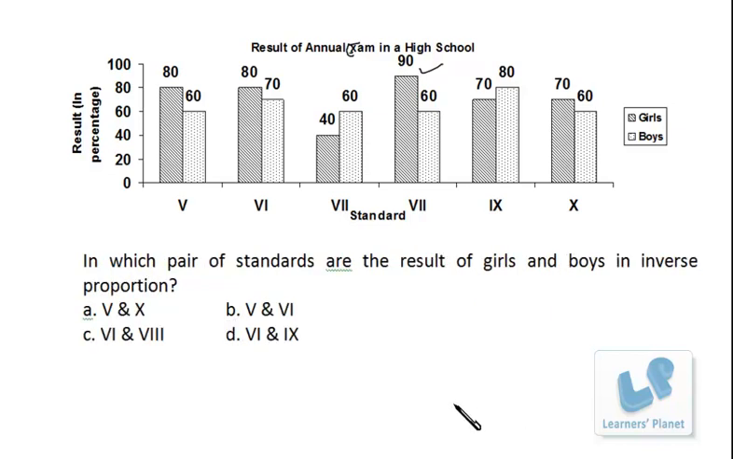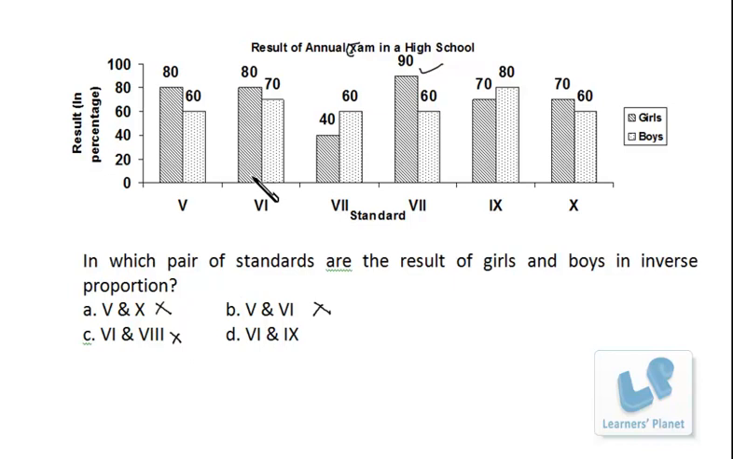Now let's see this question. In which pair of standards are the results of girls and boys in inverse proportion? That means in which pair of grades can we say that the results of girls and boys are in inverse proportion. Now let's see the first combination, that is 5th and 10th. In 5th, the results of girls are more and in 10th the results of girls are also more. So it cannot be the correct choice. Then 5th and 6th: the results of girls are more in 5th standard and the same is there in the 6th standard. So it cannot be the correct choice. Now 6th and 8th. In 6th, the results of girls are more and in 8th they are also more. So it cannot be the correct choice.